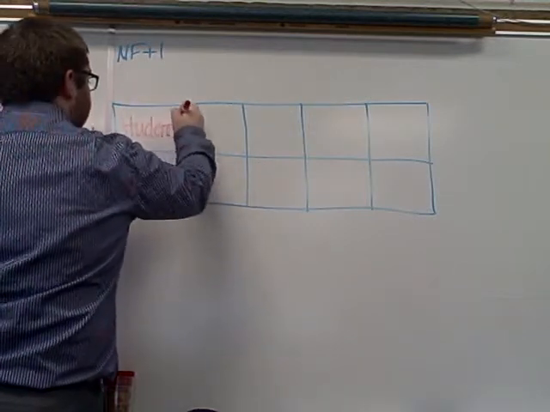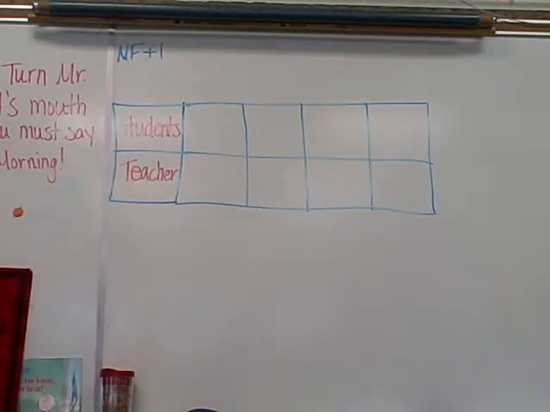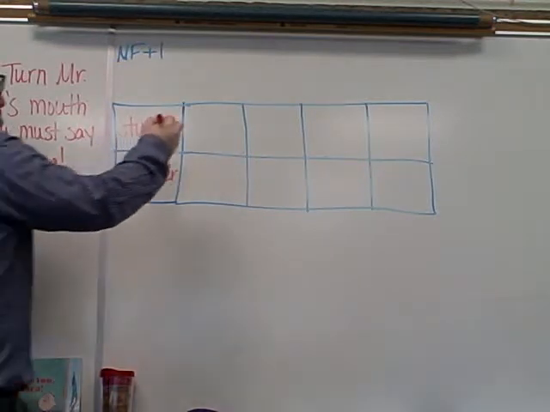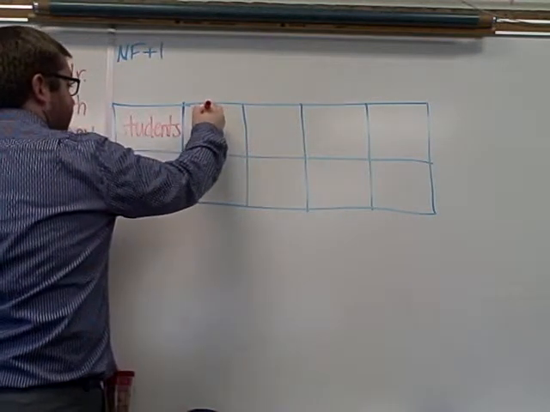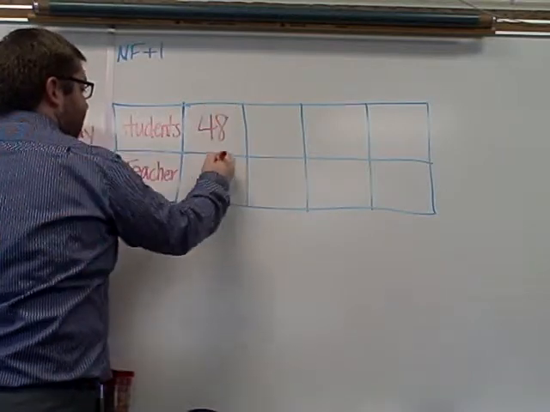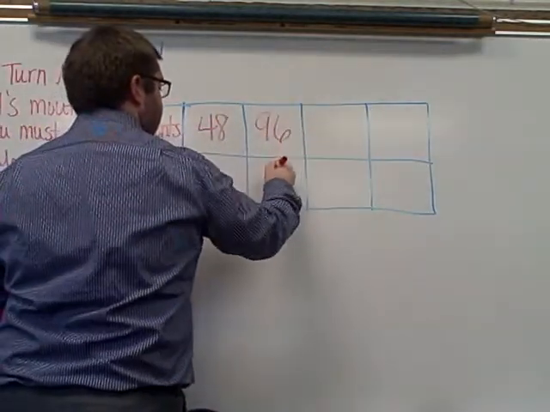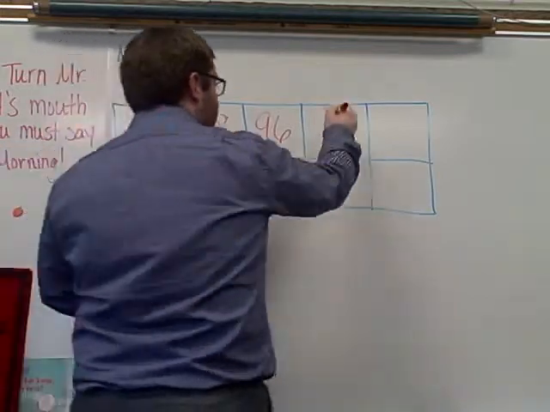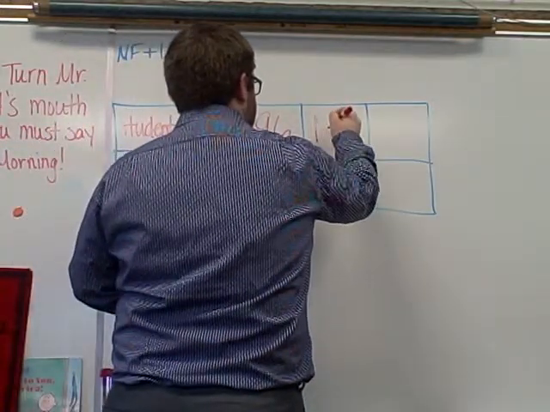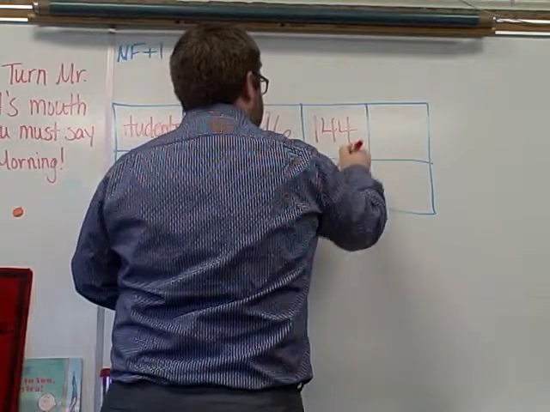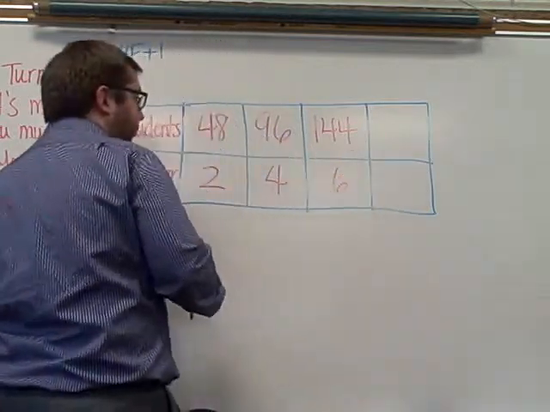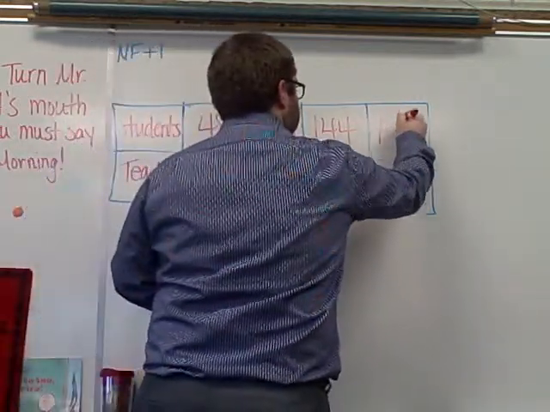Alright. Okay, fill this in for me, please. Griffin. The first student one is 48 over 2. The next one is 96 over 4. The third one is 144 over 6. And the last one is 192 over 8. Perfect.